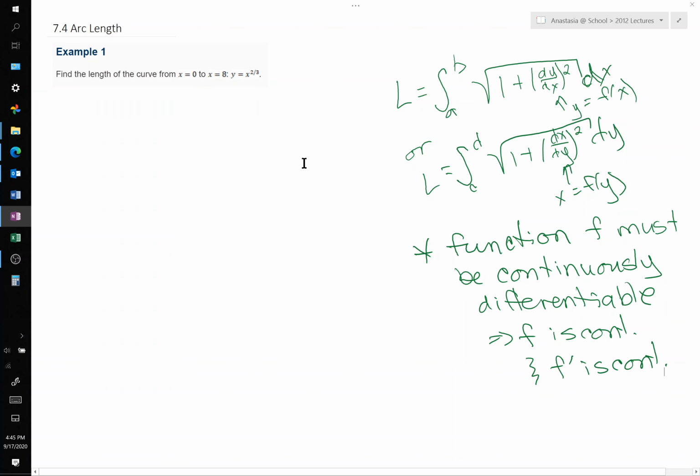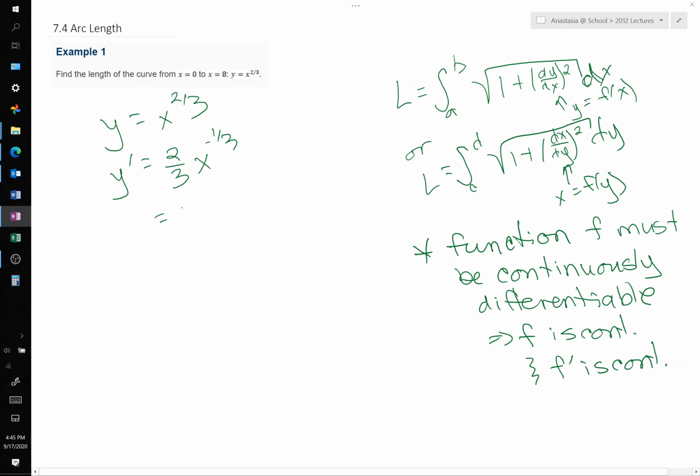So let's see what we have in this case. We have y is equal to x to the 2/3. So I'm going to differentiate first to get that y prime is equal to 2/3 x to the negative 1/3. And we're talking about the interval from 0 to 8. So this function, y equaling x to the 2/3, is definitely continuous. There's no issues there. We can plug in positive or negative values because 1/3 is an odd root, but we can definitely plug in 0 to 8 there.